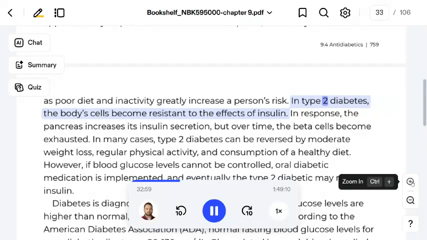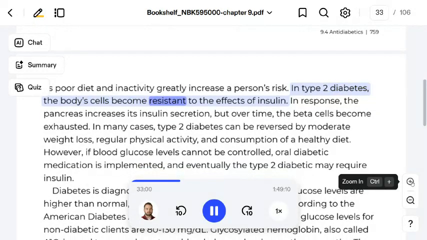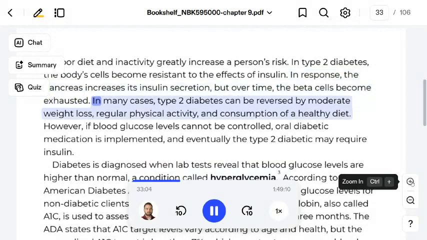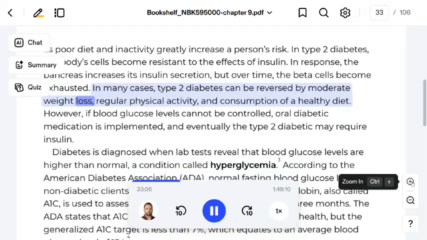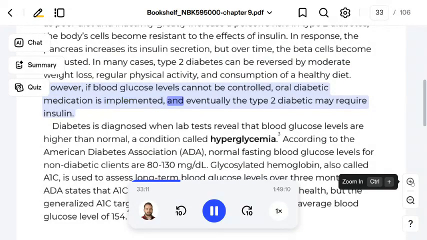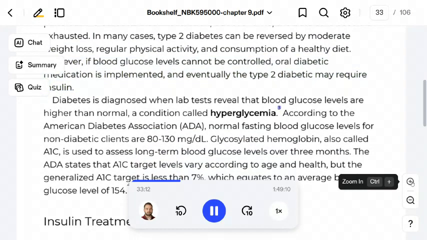In type 2 diabetes, the body's cells become resistant to the effects of insulin. In response, the pancreas increases its insulin secretion, but over time, the beta cells become exhausted. In many cases, type 2 diabetes can be reversed by moderate weight loss, regular physical activity, and consumption of a healthy diet. However, if blood glucose levels cannot be controlled, oral diabetic medication is implemented, and eventually, the type 2 diabetic may require insulin.